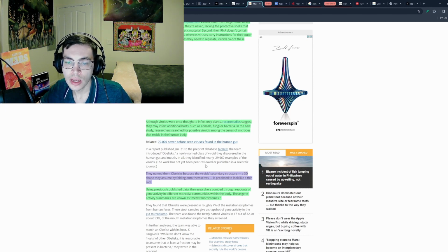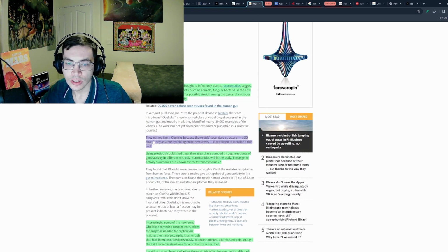In new studies, researchers searched for possible viroids among the genes of microbes that reside in the human body. They found nearly 30,000 examples of viroids, which have been named Obelisk because of the viroid's secondary structure, a 3D shape they assume by folding onto themselves. It's predicted to look like a thin rod. So once again, we're talking about motion here, that these 3D shapes fold onto themselves to move into a rod.